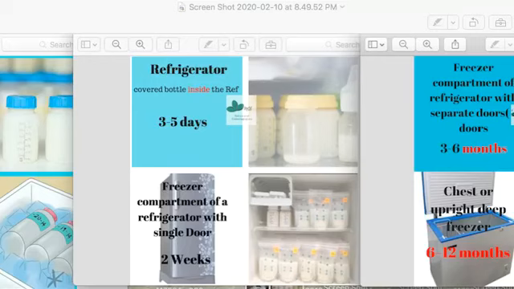Okay, so next sa freezer compartment of a refrigerator with separate doors. Ito yung sinasabi nilang two-door ref. So here we have a two-door ref, and the first door would be full freezer, and the second door would be full ref, just the refrigerator itself. So for that has two doors, your milk that is pumped in a sterile bottle or a sterile milk bag will be good for up to 3 to 6 months. Okay? So hanggang 6 months lang siya kung full term yung baby mo.